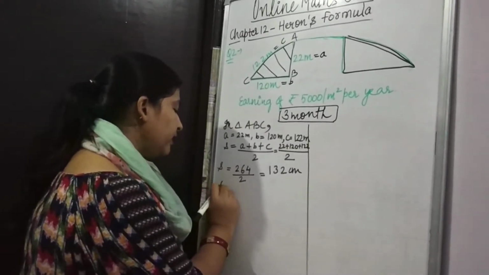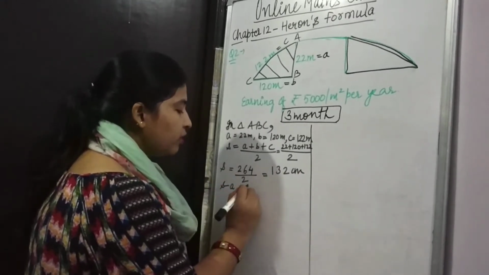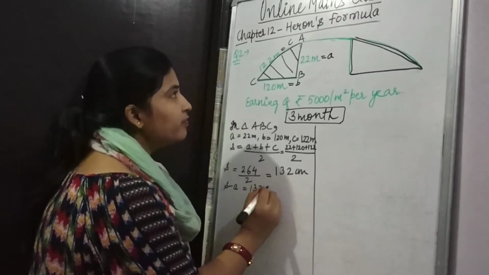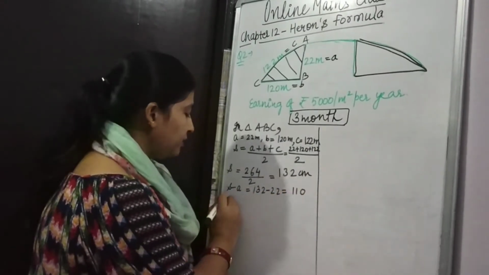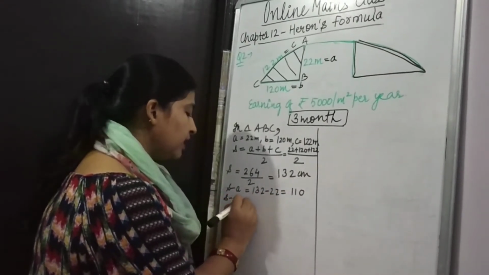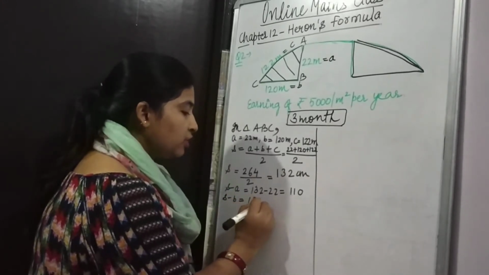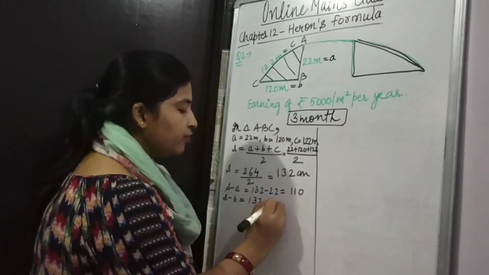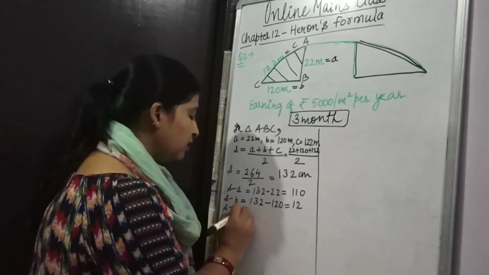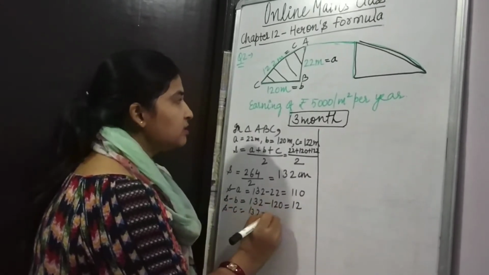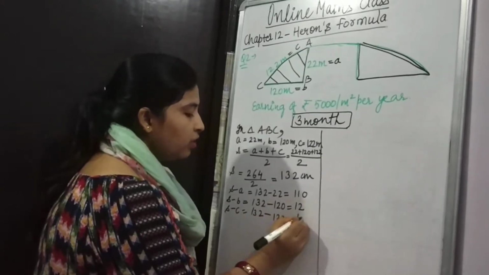S minus A. Okay. So 132 minus, what is the value of A? 22. Minus it, 110. S minus B. S minus B is how much? 132 minus, what is the value of B? 120. Okay, so that is your 12. S minus C. 132 minus 122. That is what? That is 10.